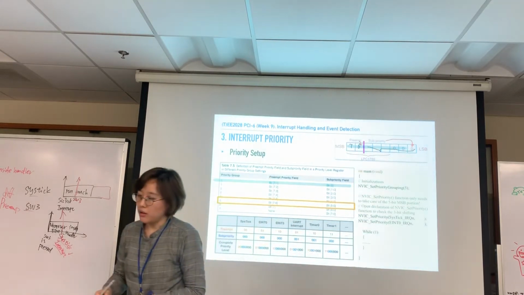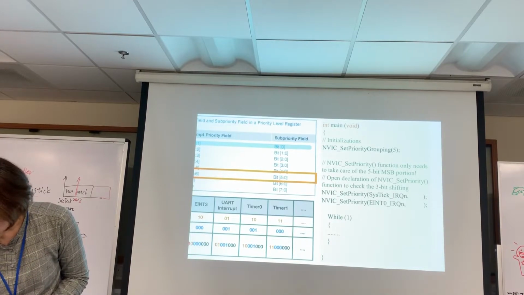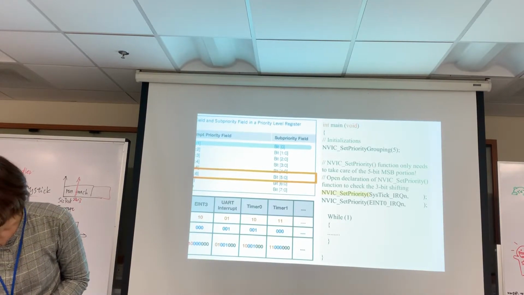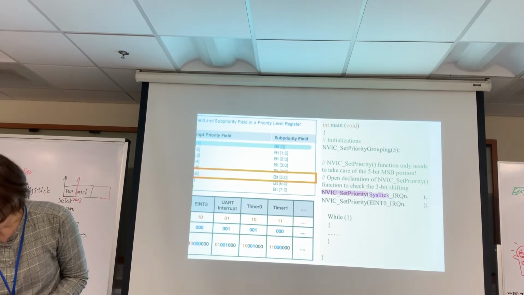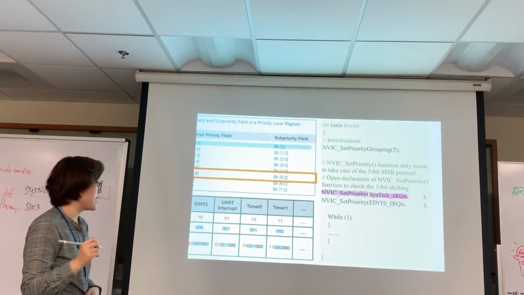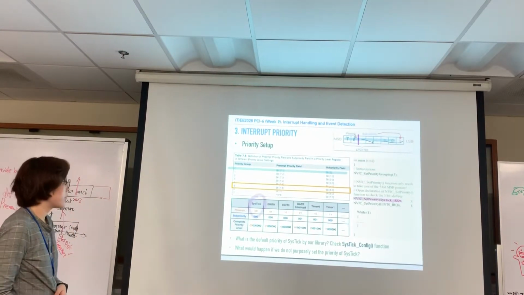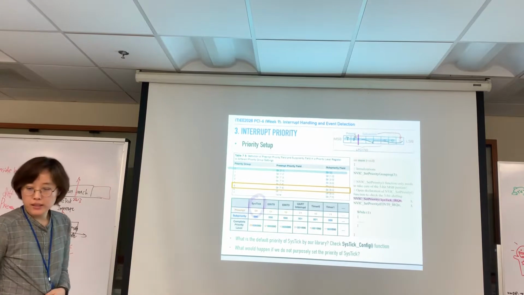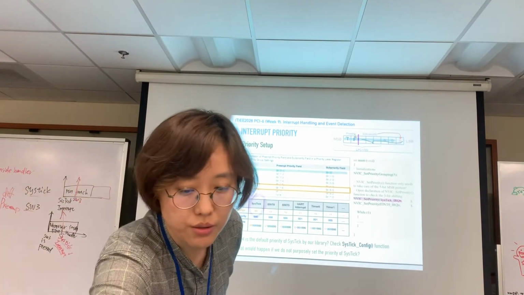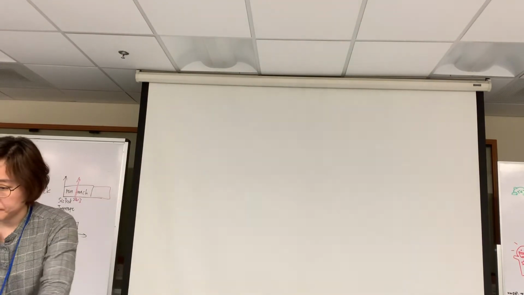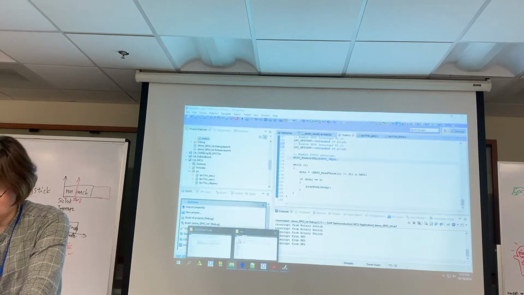How you write it is you use the NVIC set priority function. For example, the first one you are setting is SysTick. So let's look at this function and see how to write it. Let me see whether I have an example.